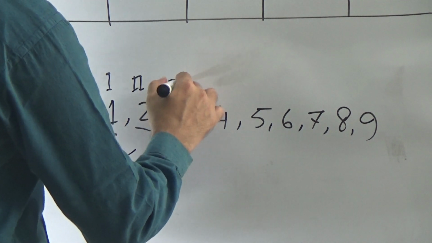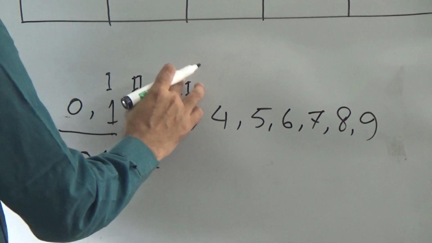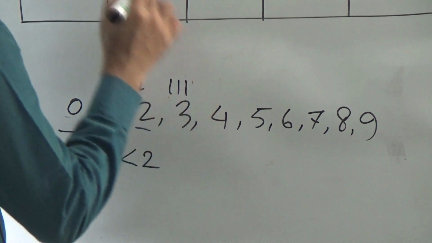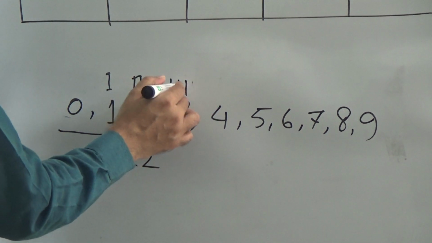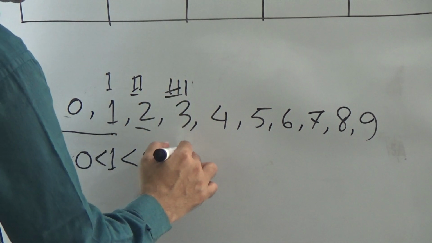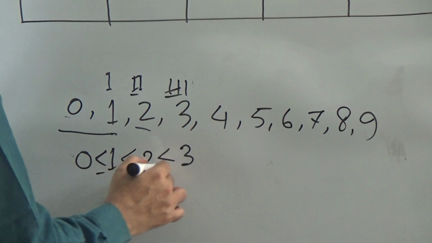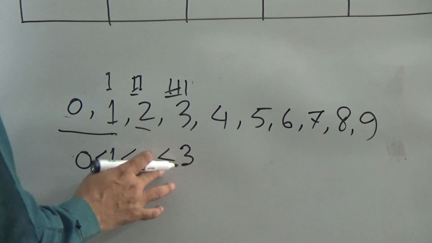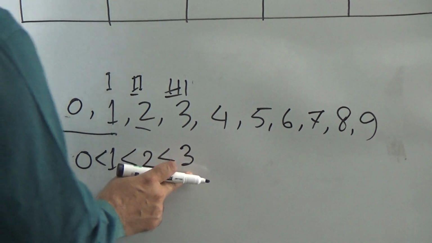3 means we can consider 3 lines: 1, 2, 3. Now compare these 2 lines and 3 lines. Here is 1 line more. So 3 is greater than 2. This sign is known as the smaller than sign. So 0 is smaller than 1, 1 is smaller than 2, 2 is smaller than 3.